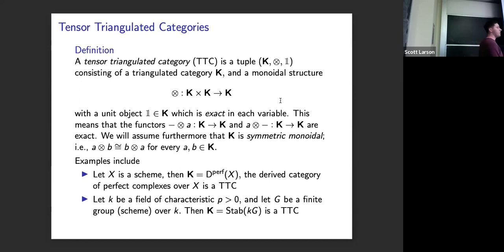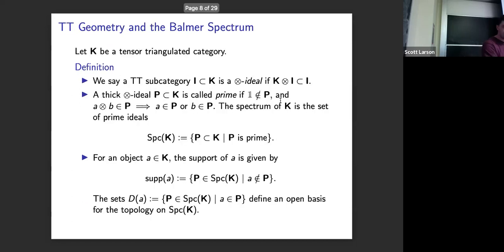There are lots of examples of these things. The first one is if you have a scheme, then the derived category of perfect complexes over the scheme is a tensor triangulated category. If you have a field K of positive characteristic, and you consider a group or a group scheme over K, then what's called the stable category of KG modules is also a TTC. And I'm going to say more about this later, what this actually is.